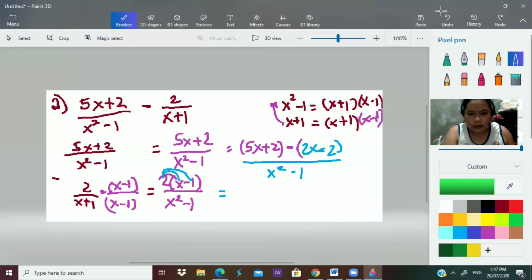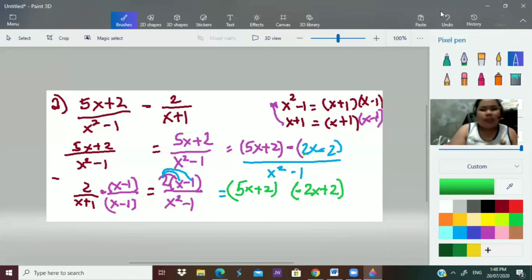Palit tayo. Always change the sign of subtrahend. Sulat ko yung given. Minus, change the sign of subtrahend. So from positive 2x, it becomes negative 2x. From negative 2, it becomes positive 2. So yun yung rule. Always change the sign of subtrahend and proceed to addition. So from subtraction, magiging addition, all over x squared minus 1.